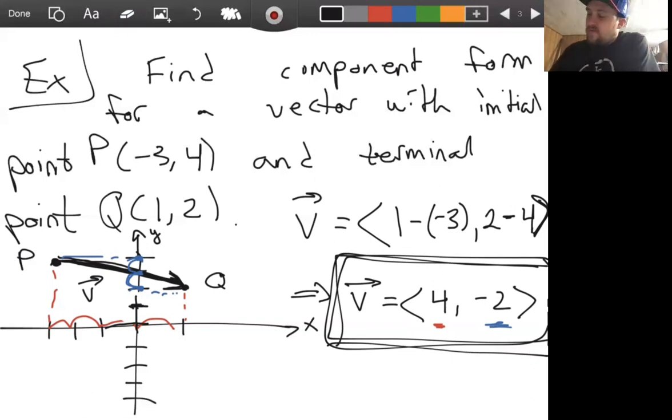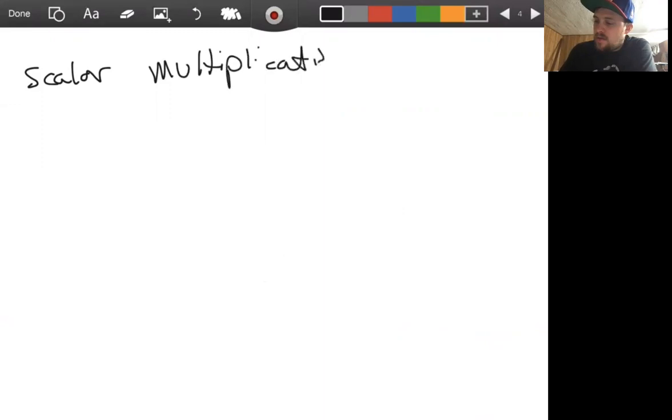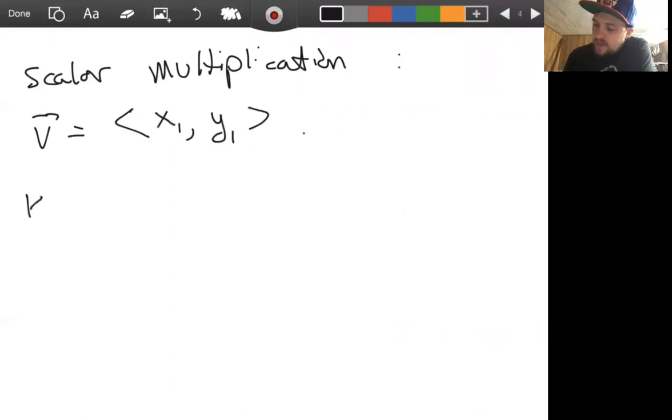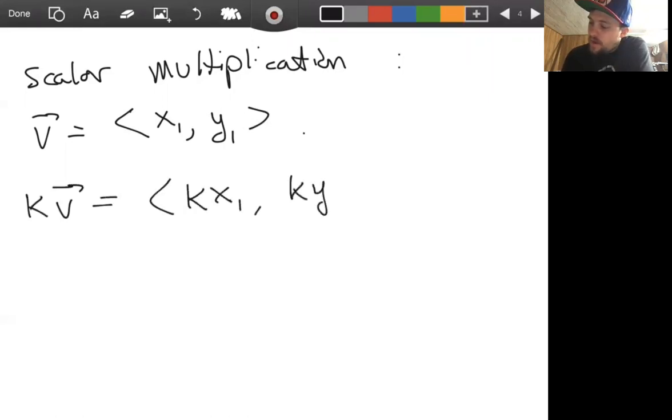Okay, and now that we've got an idea of how to represent a vector in component form, let's take a look at what that means for scalar multiplication and vector addition and subtraction. So let's look at scalar multiplication in component form. If v is the vector (x1, y1), then kv is the vector (kx1, ky1). And remember, for scalar multiplication, k is a real number.